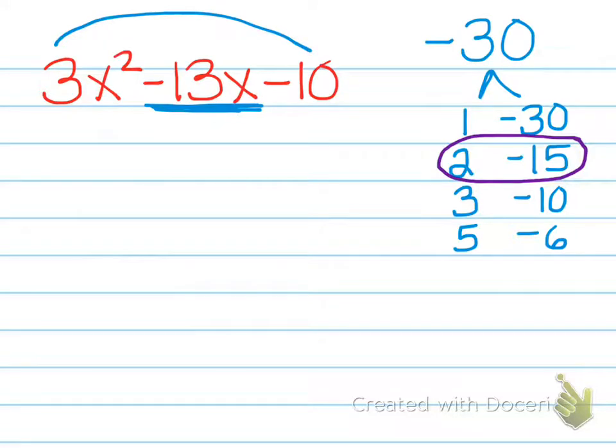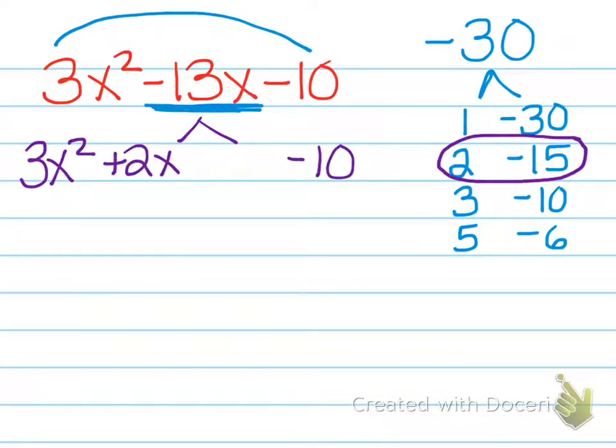So now I want to use factor by grouping, and I need 4 terms. So I'm going to take negative 13x, and I'm going to write it as 2x plus minus 15x. Now here's the catch though. I'm just going to recopy this, minus 10. And then I have plus 2x minus 15x.